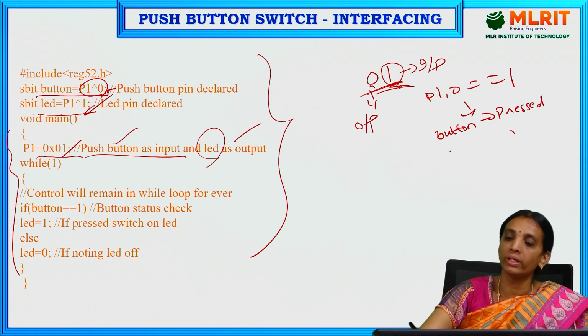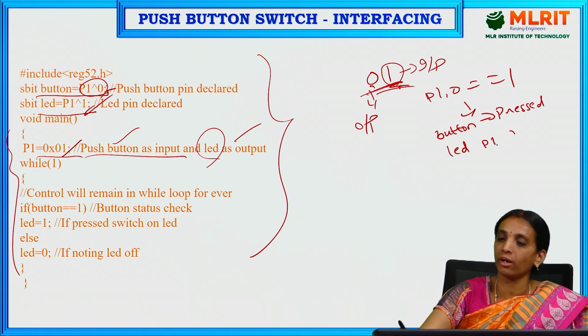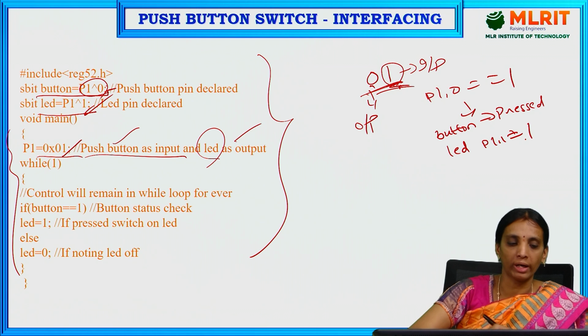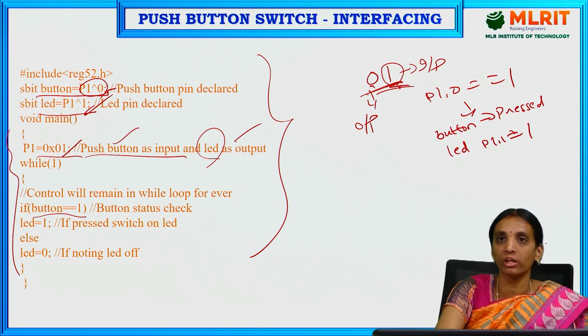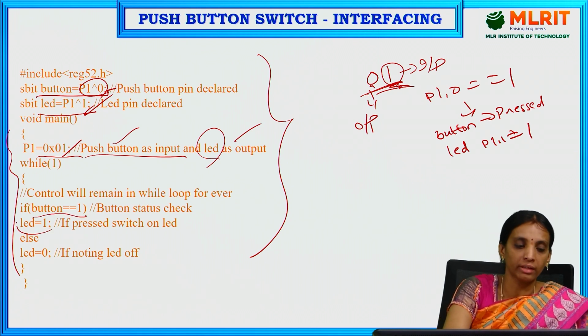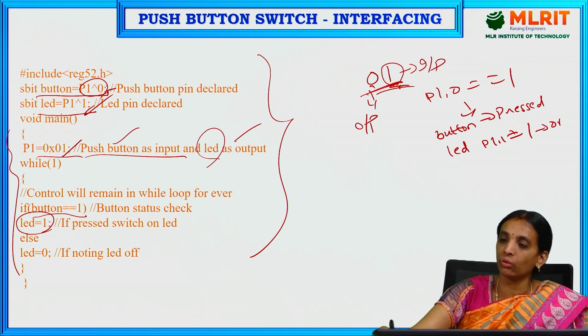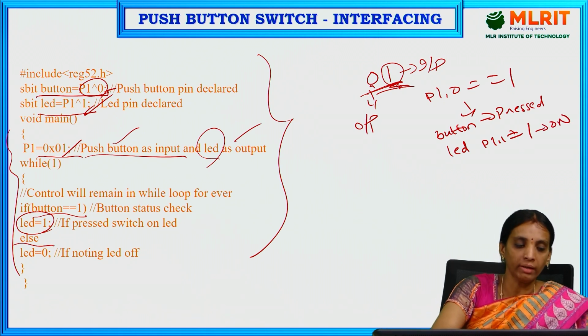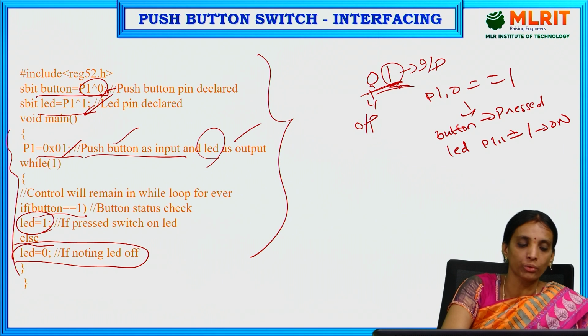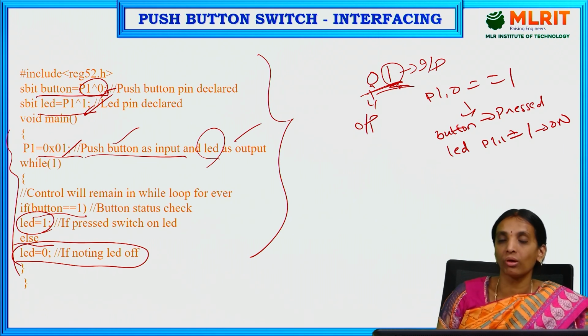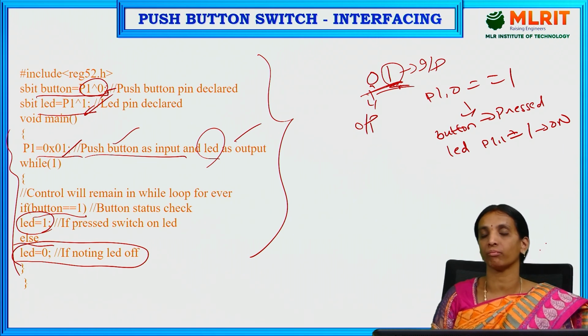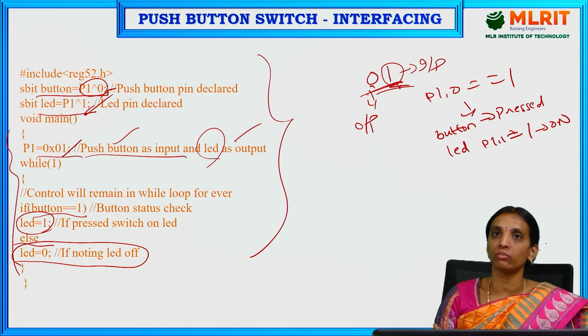Then we need to make our output device, the LED at P1.1, equal to 1. If the button is equal to 1, only then will the LED move to 1, which indicates that the LED is going to the on state. Otherwise the LED is in the off state. So this is the program used for interfacing a push button switch with an LED for the 8051 microcontroller.